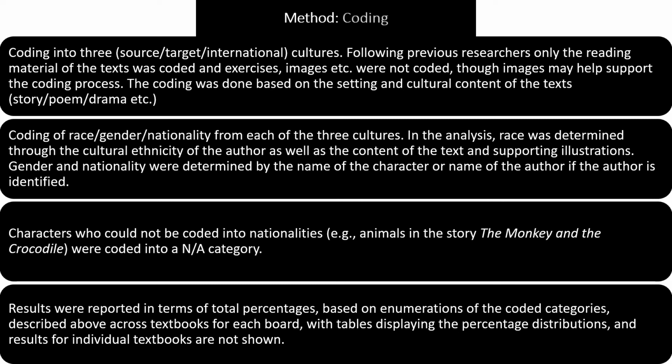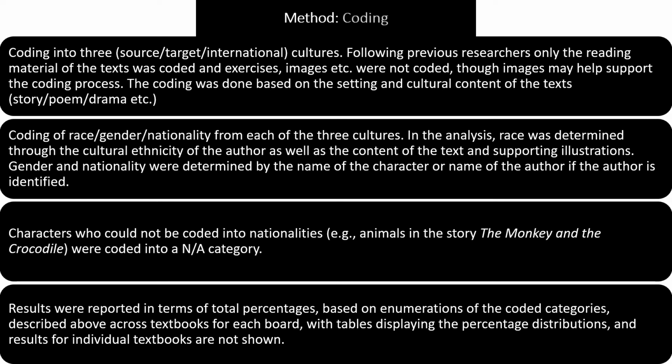In the analysis, each story or poem or essay in the textbooks was coded as belonging to one of the 3 source, target, or international cultures. The coding was done based on the setting and cultural content of the text, story, poem or drama, etc. For example, kite flying is an example of Indian or source culture, and by the author or poet, and characters in the text, for instance, is the play The Browning Version by Terence Rattigan as target culture.